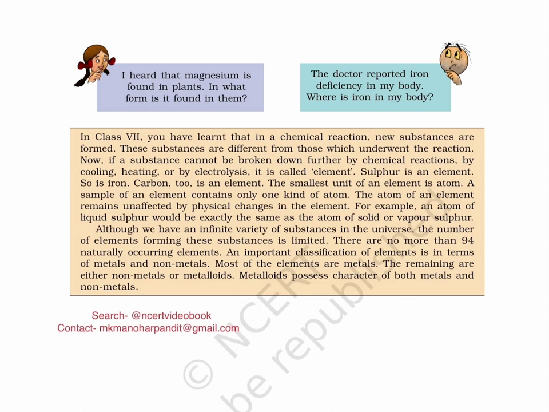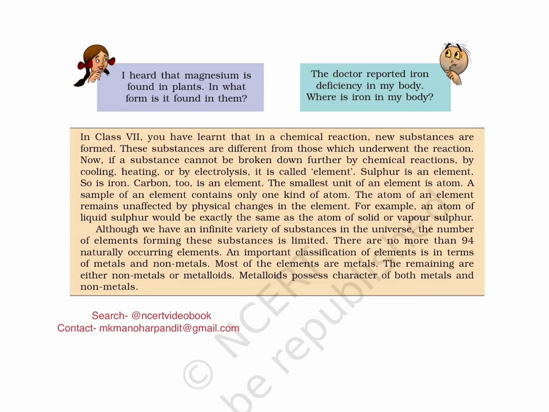For example, an atom of liquid sulfur would be exactly the same as the atom of solid or vapor sulfur. Although we have an infinite variety of substances in the universe, the number of elements forming these substances is limited. There are no more than 94 naturally occurring elements. An important classification of elements is in terms of metals and non-metals. Most of the elements are metals. The remaining are either non-metals or metalloids. Metalloids possess character of both metals and non-metals.